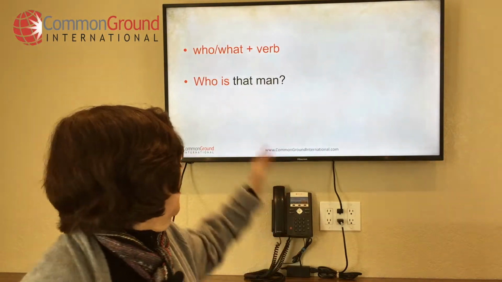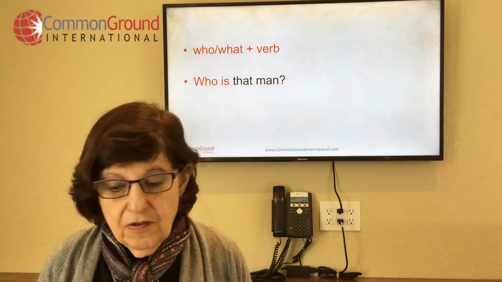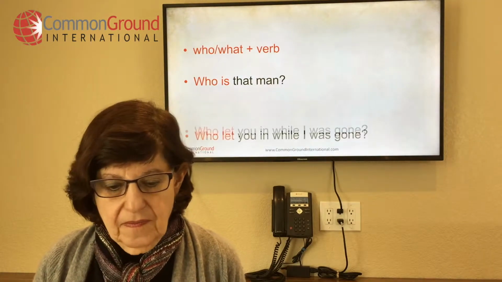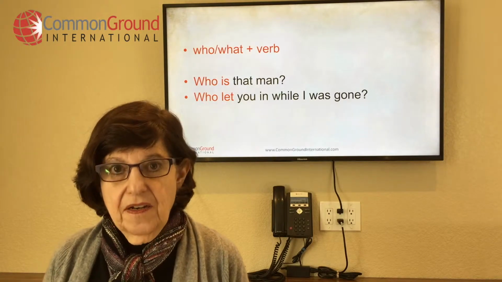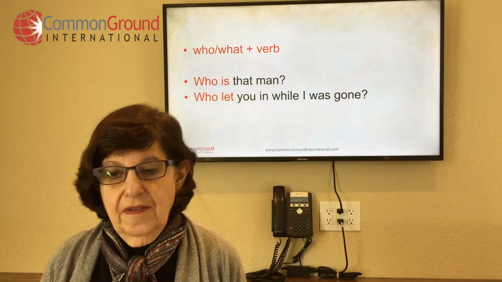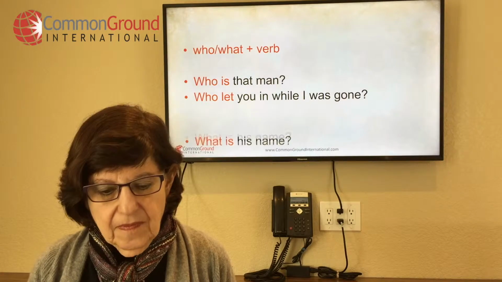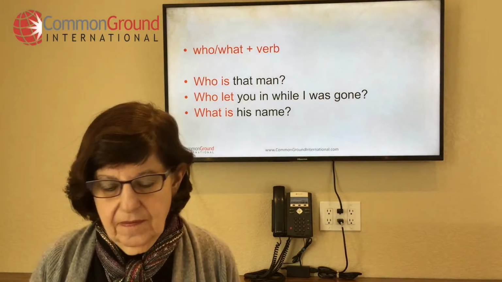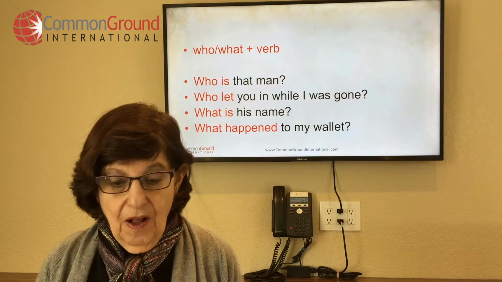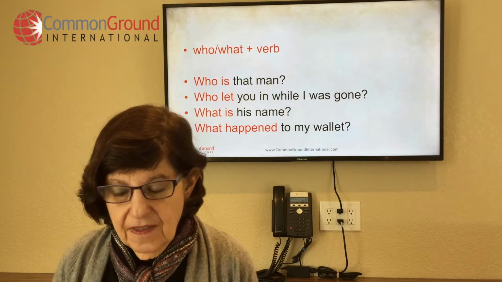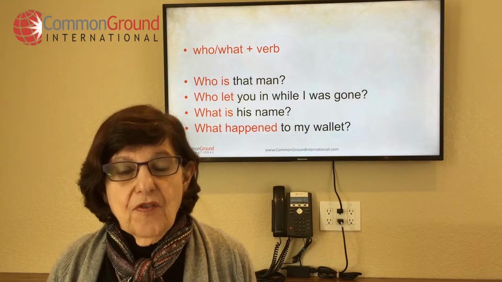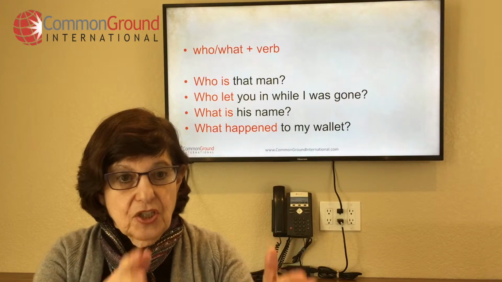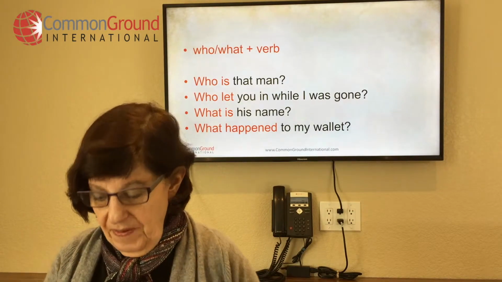Who is that man? Who? Subject. Who is the subject of the sentence? Who is that man? He's my friend. Who let you in while I was gone? Your son. What is his name? What is the subject? What happened to my wallet? It got lost. Okay, but remember the formula: auxiliary, subject, base form. WH, auxiliary, subject, base form.